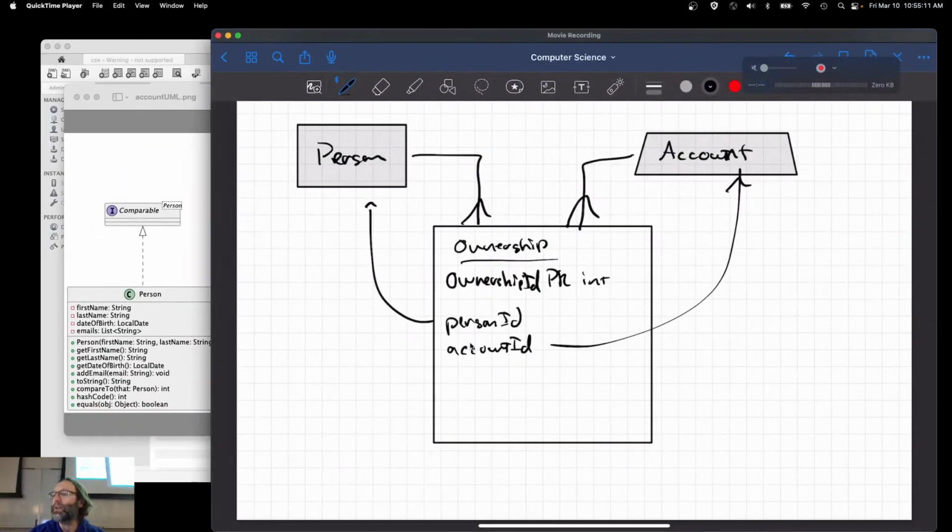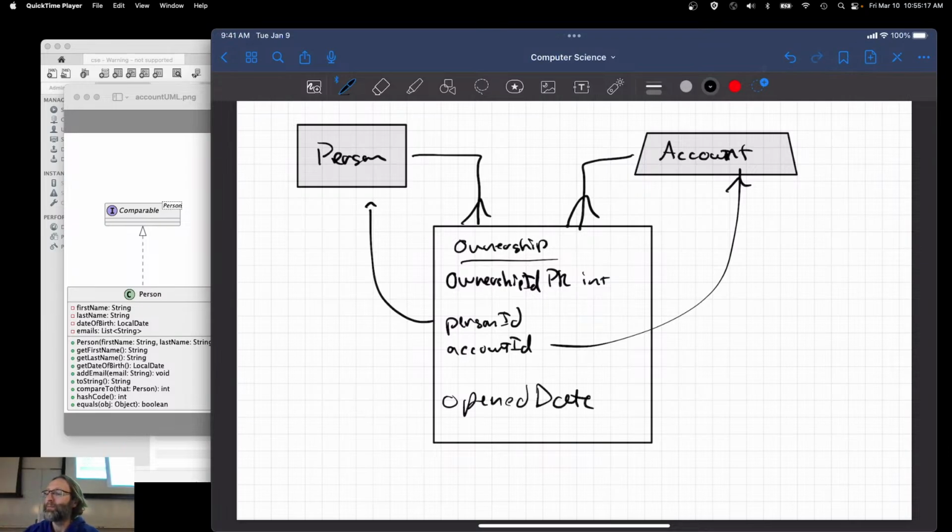If there were something else, like say account open date, this person opened this account on that particular date. But since we're not modeling that, I'll just go ahead and cross that out. But if there was something that were a function of both of those two things, you would put it in the join table. Okay?